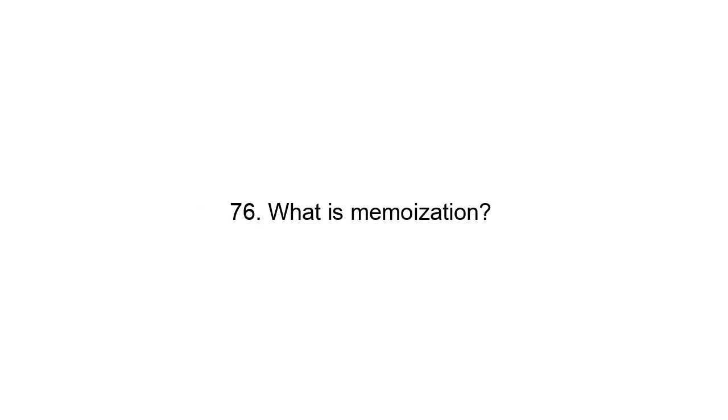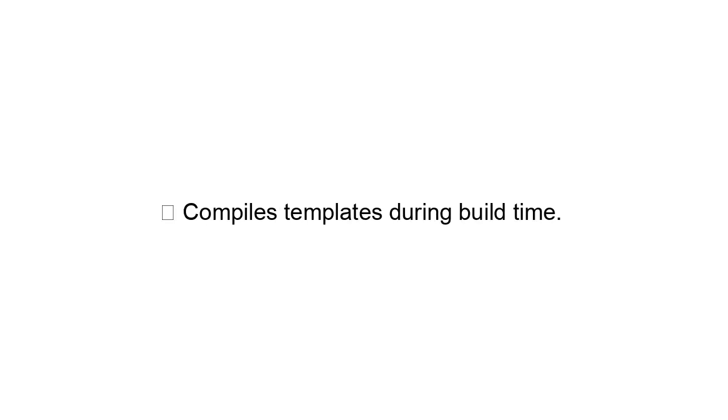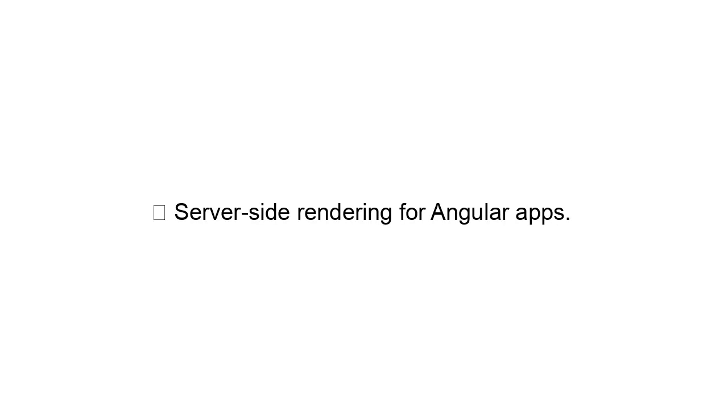76. What is memoization? Caching computed values. 77. What is trackBy in ngFor? Optimizes rendering performance. Example: *ngFor="let item of items; trackBy: trackById". 78. What is ahead-of-time AOT compilation? Compiles templates during build time. 79. What is tree shaking? Removes unused code from bundles. 80. What is Angular Universal? Server-side rendering for Angular apps.